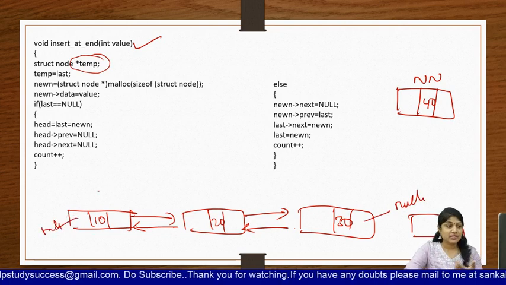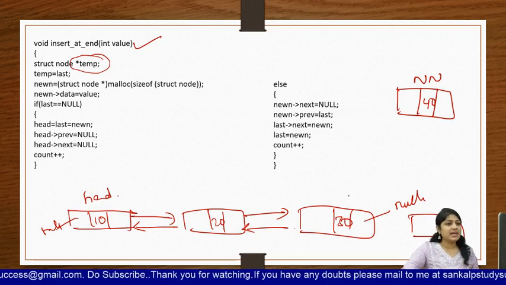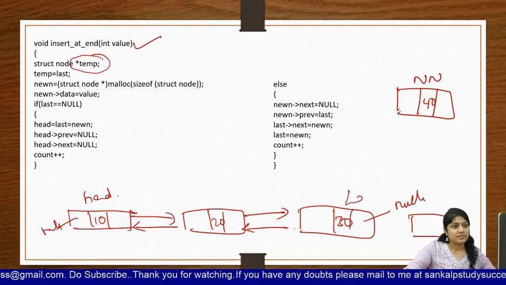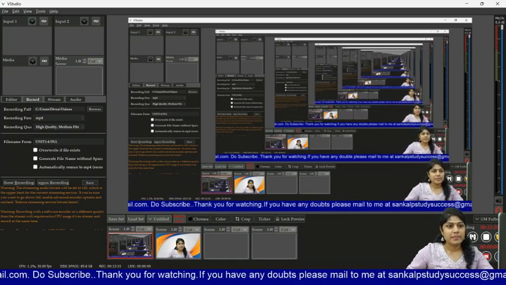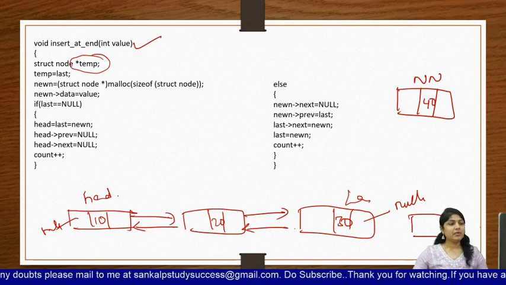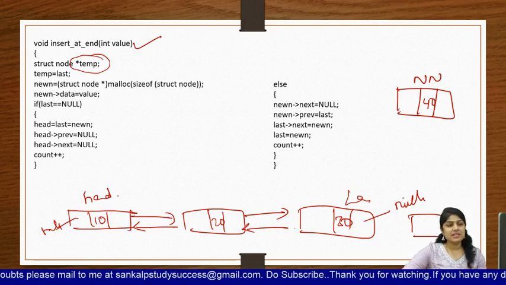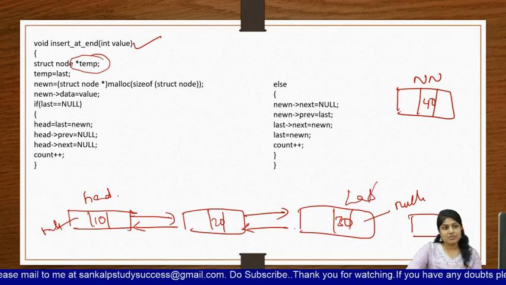So what is the first node? This is the first node. And what is the last node? This is the last node. Okay, so I have to disturb. So here I want to insert a new node, right? So this is the null and this is also null. So this is the header node and this is the last node, right?